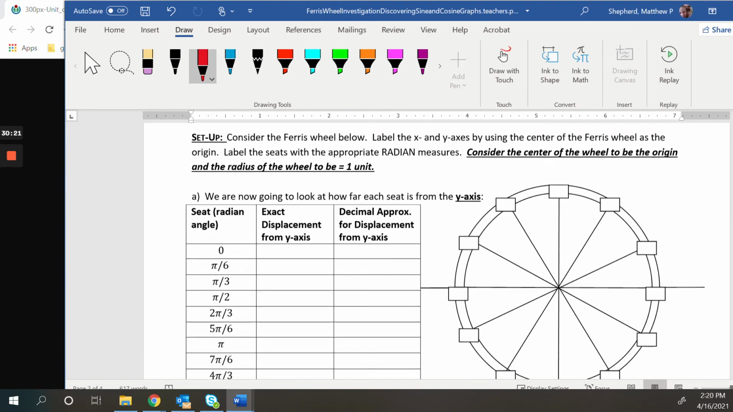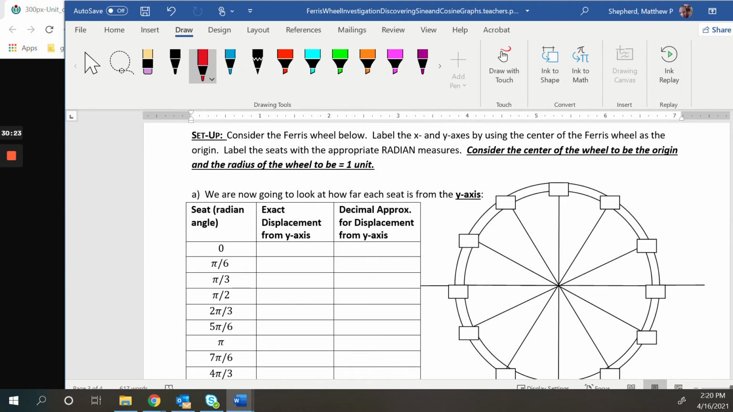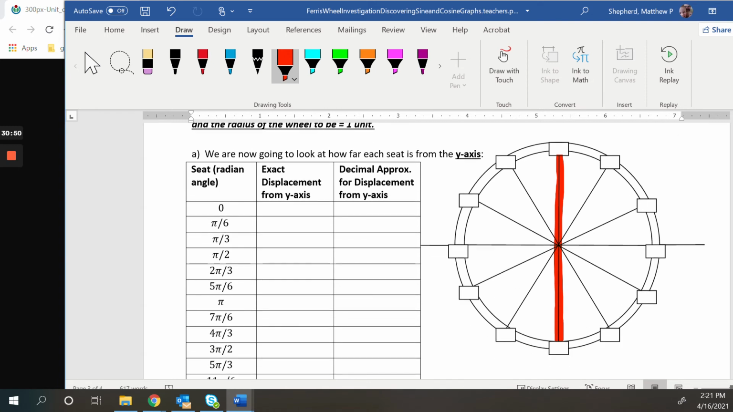Okay. All right, in this next one, we're going to label our XY axis. We're going to use the center of the Ferris wheel as the origin. We're going to label the seats with appropriate radian measures. We already did that in the first one, so I'm not going to redo that. But what we're going to do with this is look at how far each seat is away from the y-axis. So here's our y-axis. How far away is each seat?